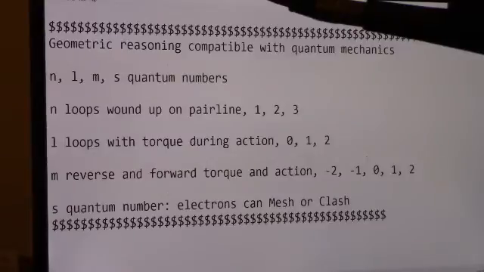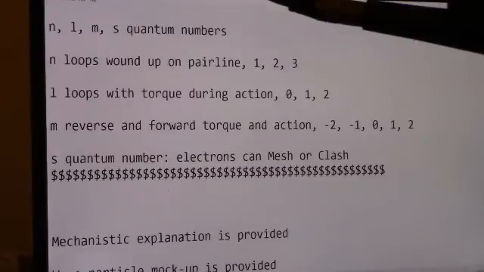And then L, the quantum number, is how many loops during action remain. It could be 0, 1, or 2. And then M is the reverse and forward torque and action numbers. So you notice the rope winds up in one direction, and then there's torque in the springiness to make it wind up in the opposite direction. And that's why you get these positive and negative numbers here.